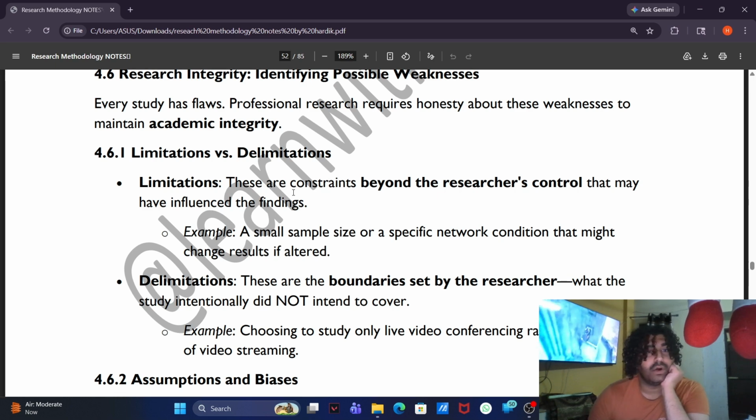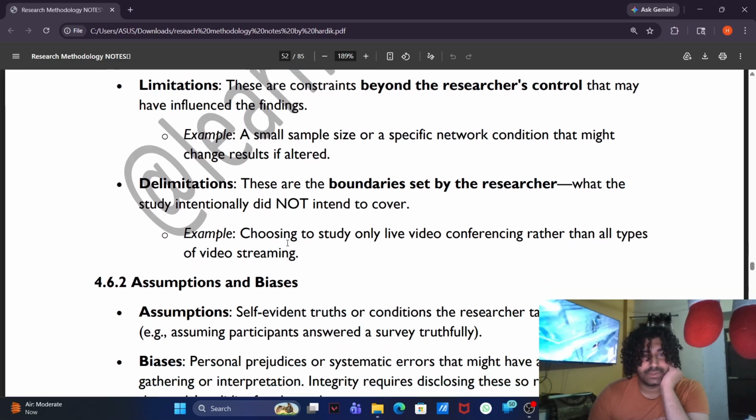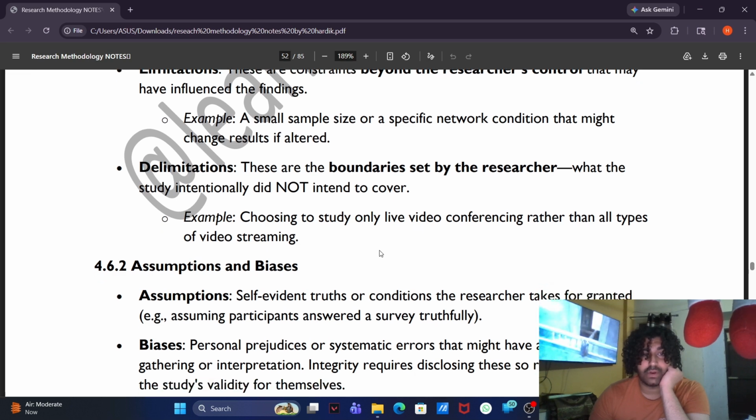Next subtopic, limitations versus delimitations. Let's discuss limitations first. These are constraints beyond the researcher's control that may have influenced the findings. Example, a small sample size or a specific network condition that might change results if altered. Delimitations. These are the boundaries set by the researcher, what the study intentionally did not intend to cover. Example, choosing to study only live video conferencing rather than all types of video streaming.